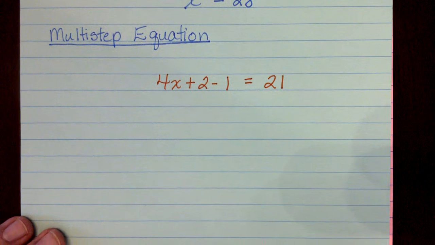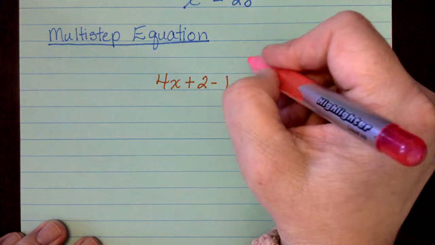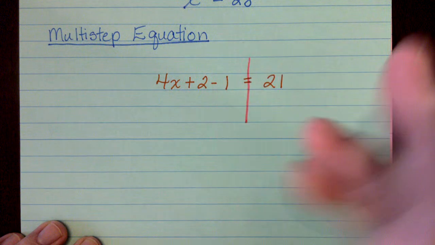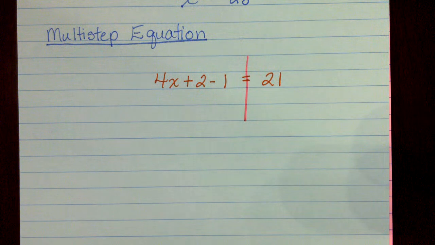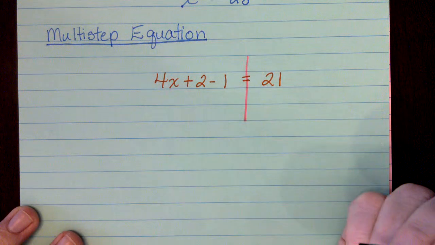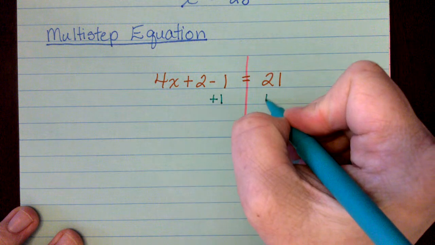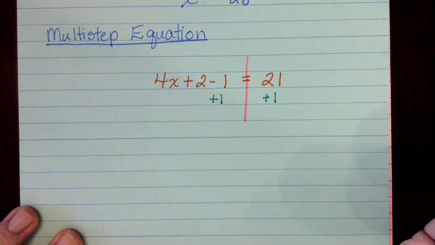Now again, just a reminder, when we look at this, our equation is broken in two by the equal sign. And whatever we do on one side of the equation, we have to do on the other side of the equation. So we're going to work from right to left this time. The first thing that we come across is this minus 1. The opposite of minus 1 is plus 1. So we're going to do plus 1 on both sides of the equation.